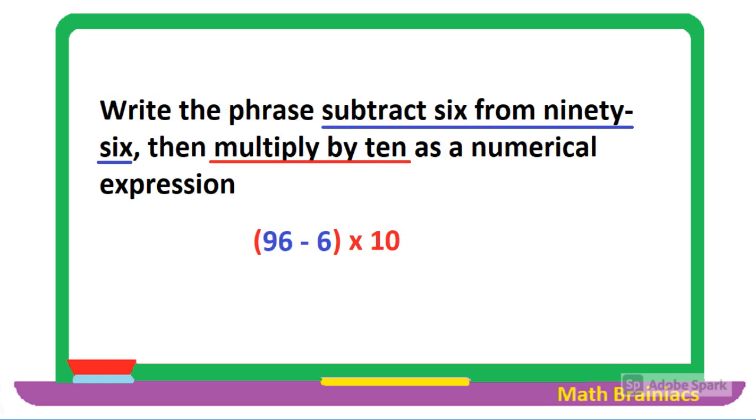To wrap it up, I want you to read very well the problem so that you can get the correct numerical expression. The first condition must be done first and enclose it with a parenthesis. Then, add the second condition. Like in this example, subtract 6 from 96. Therefore, that is enclosed with a parenthesis 96 minus 6. Afterwards, write the second condition, multiply by 10. So, you're going to write times 10.